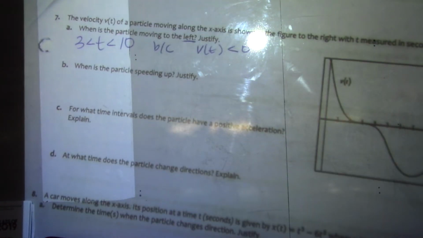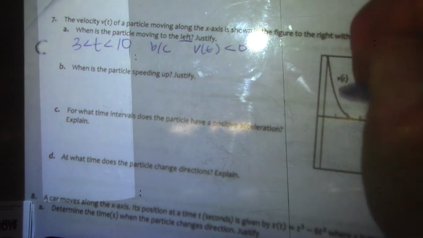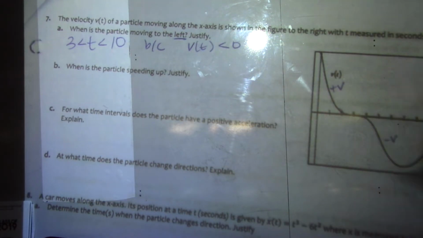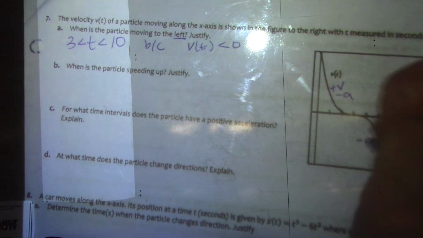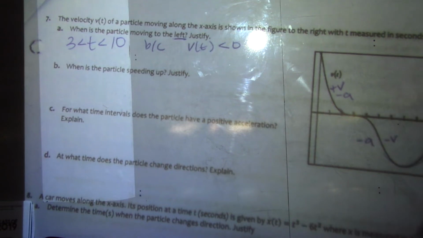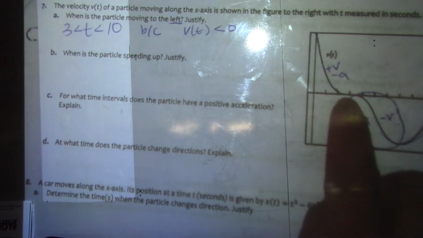When is it speeding up? Speeding up is when your acceleration and your velocity have the same sign. Here I've got positive velocity, and here I've got negative velocities for all of this. I have a negative acceleration here, and a negative acceleration here, and a positive acceleration here with still a negative velocity. So the only part where they are the same in sign is from 3 to 7, because both a of t and v of t have the same sign. I just made a note that they are both negative.